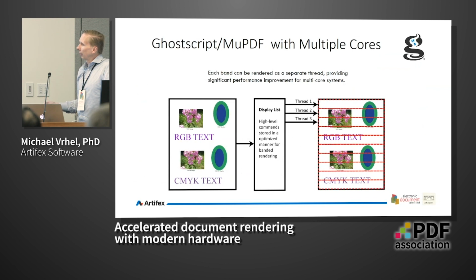So let's say we have a PDF page that needs to be rendered. All the commands to do the drawings and the fills and the text placement, et cetera, are broken down into a display list. And this is basically a set of high-level commands that are stored in a very optimized manner. And what I can go ahead and do is render different bands of this page with different threads. So each of these threads would run on a different core on the CPU. When this particular thread is finished rendering its band right here, it'll then kick off and start rendering the next band. So I get this parallelism where these are getting rendered at the same time.